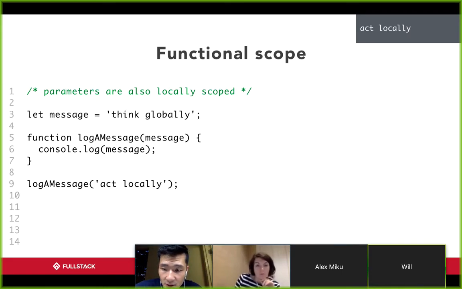And so on line 6, when I do console.log message, I'm going to say, great, is there a variable called message in my own scope? And the answer is, yeah, there is. It's one of your parameters. It's whatever is being passed into your function right now. And when we look at line 9, what's being passed into our function is this string, act locally. And so when I console log out message on line 6, I console log out act locally. I don't console log out the message variable on line 3 because, once again, I have a variable called message in my own scope. By default, I will always use what's in my own scope first before I look elsewhere.